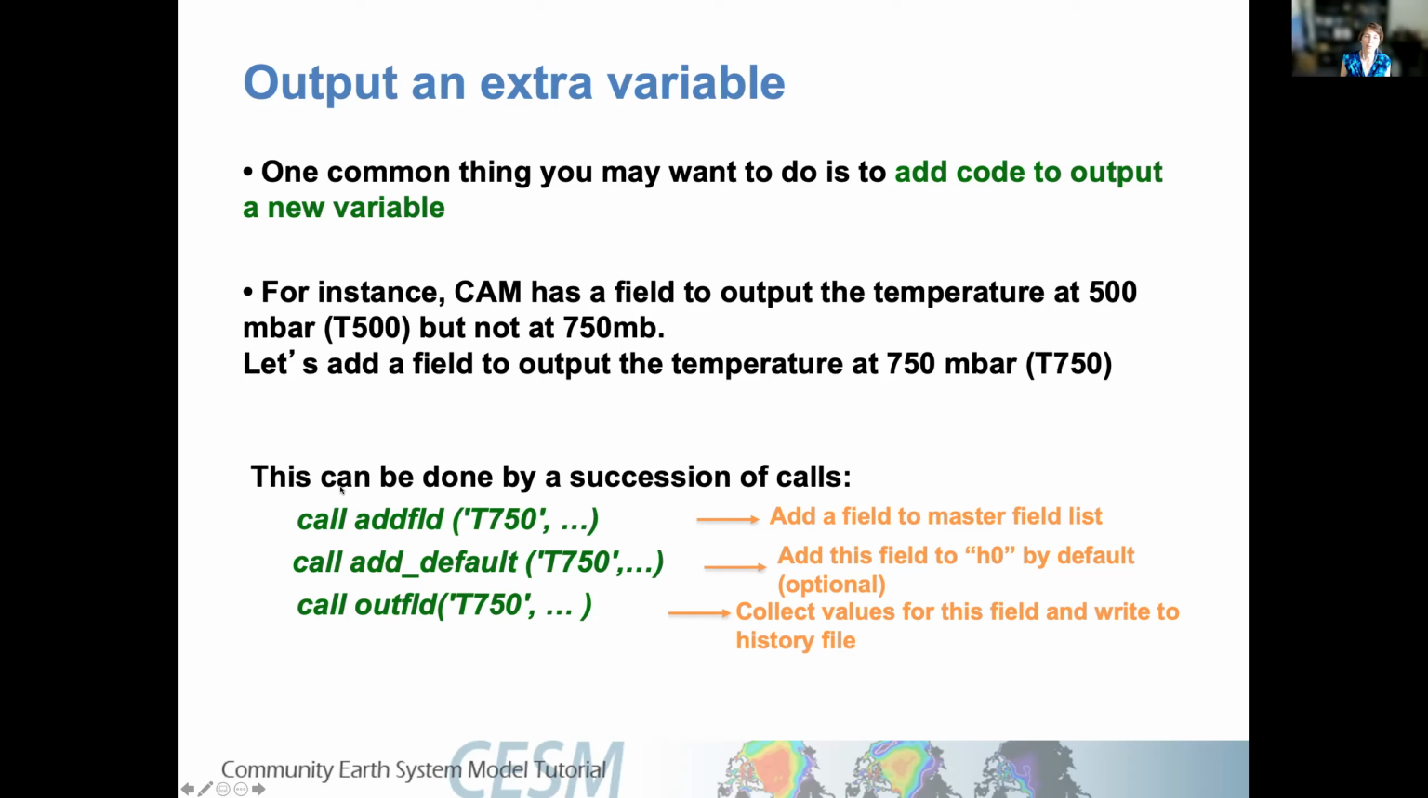And this can be done with a succession of calls: call addfld, call addfld, and call outfld. The first call is going to add a field to the list of variables you can output. Then the second step is optional. It's if you want this to be the default. It means that if you want to add this in every run you do; we will skip this. And then the third step, it's now you are going to collect the values for this field and write them in the history file.